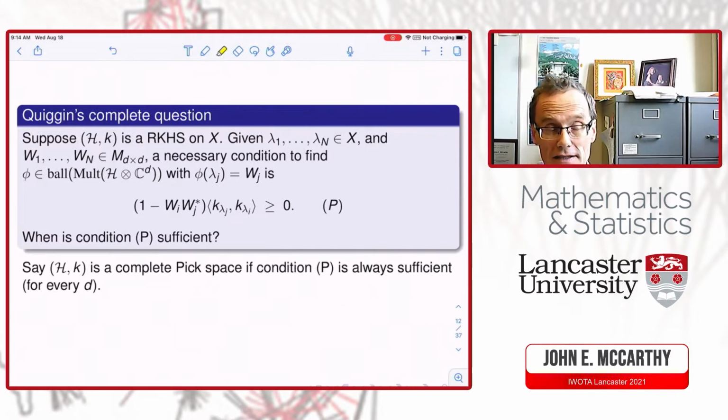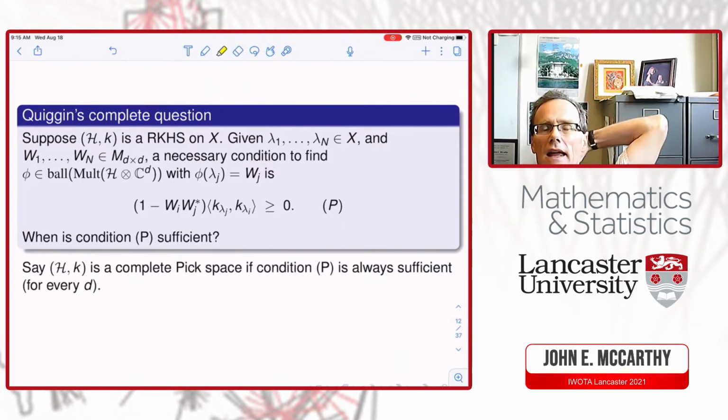So let's fix D and think of functions that map X into C^D, which the easiest way to think of it is just a D-tuple f1 through fD of scalar valued functions. But now, for the vector valued functions, the multipliers are going to be D by D matrices of functions. A D by D matrix of functions on X will send a D vector of functions on X to another D vector of functions on X.